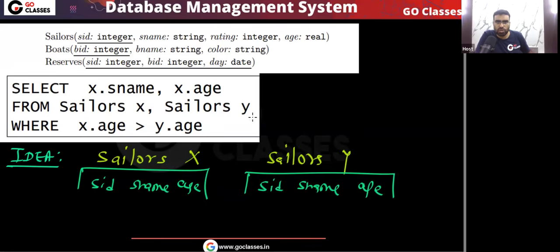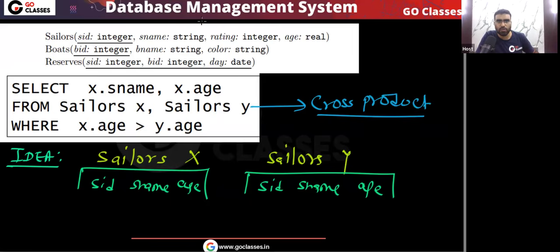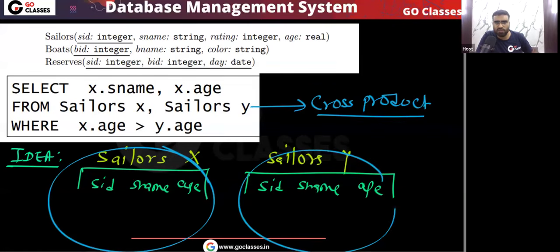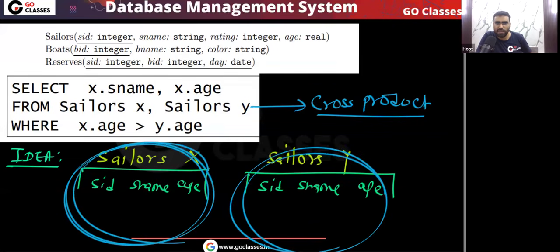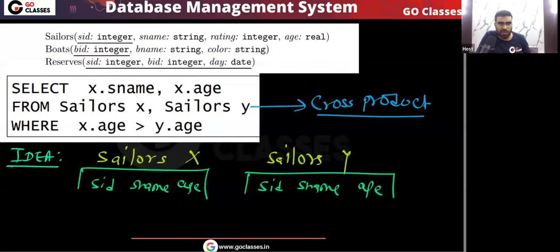Okay, yes or no? So here the cross product will happen, that you already know. In the conceptual evaluation, the cross product will happen. After the cross product, every tuple of this is combined with every tuple of this. Yes or no? Okay, finally, what do you want? You want this type of tuple.